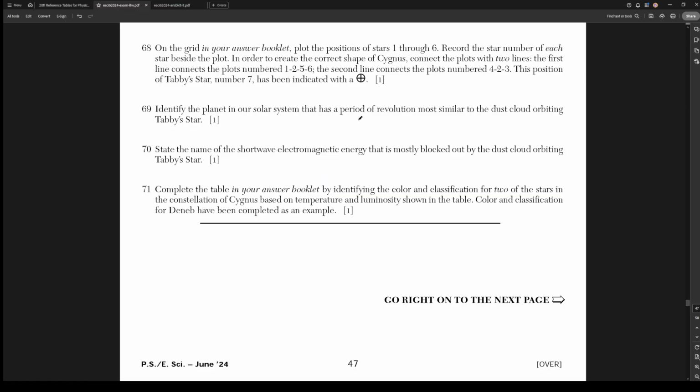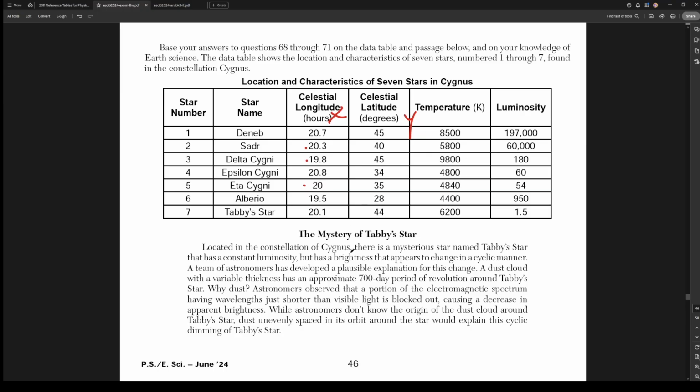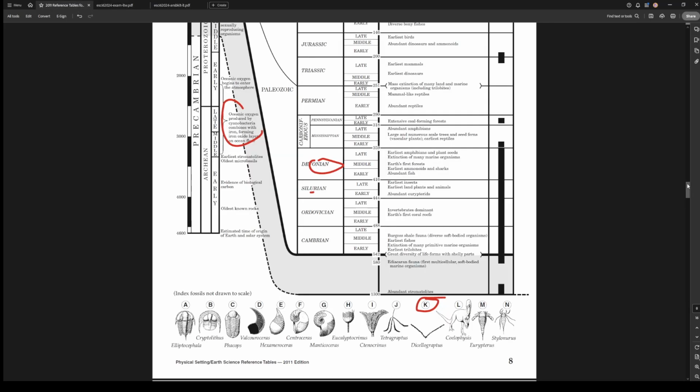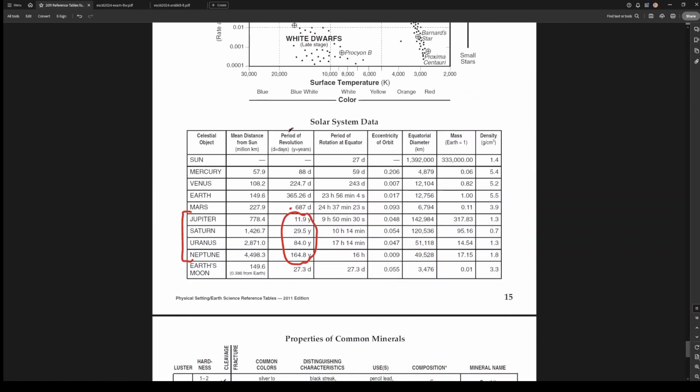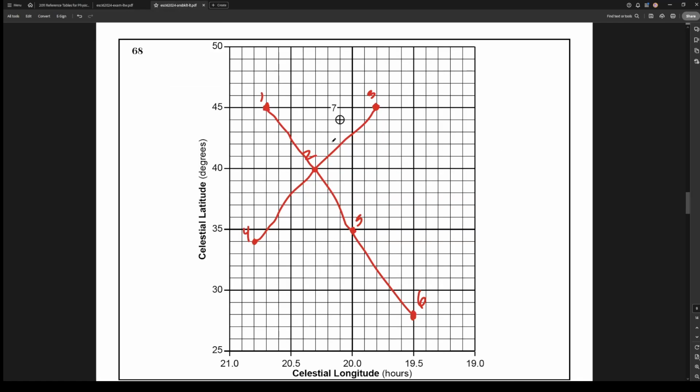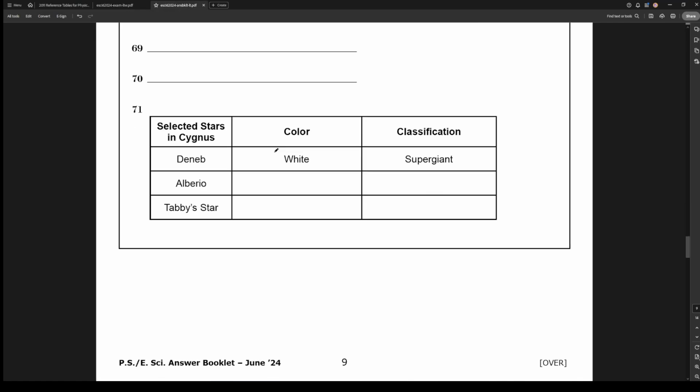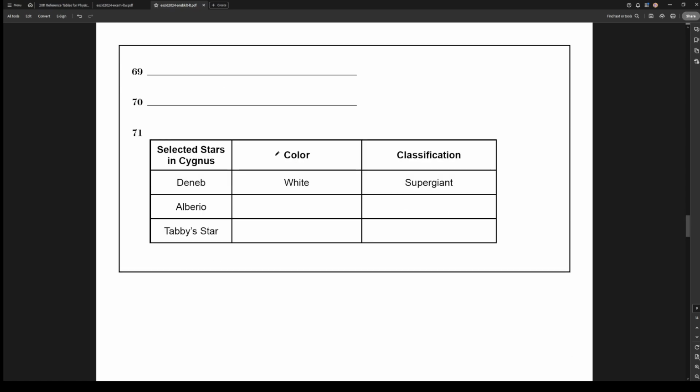Identify the planet in our solar system that has a period of revolution most similar to the dust cloud orbiting Tabby star. Let's see. Look, 700-day period of revolution. So we need to find the planet with about that. On page 15. Period of revolution, 700 days, Mars. It's closest. Okay. On to 70.